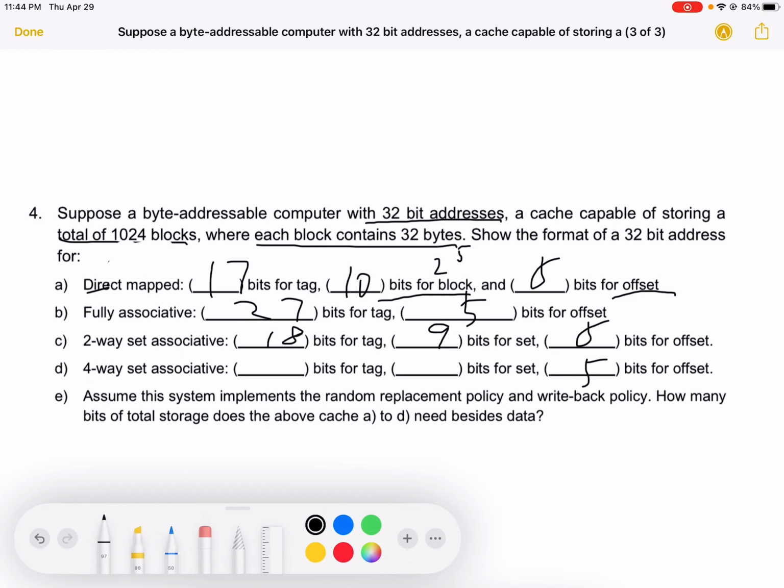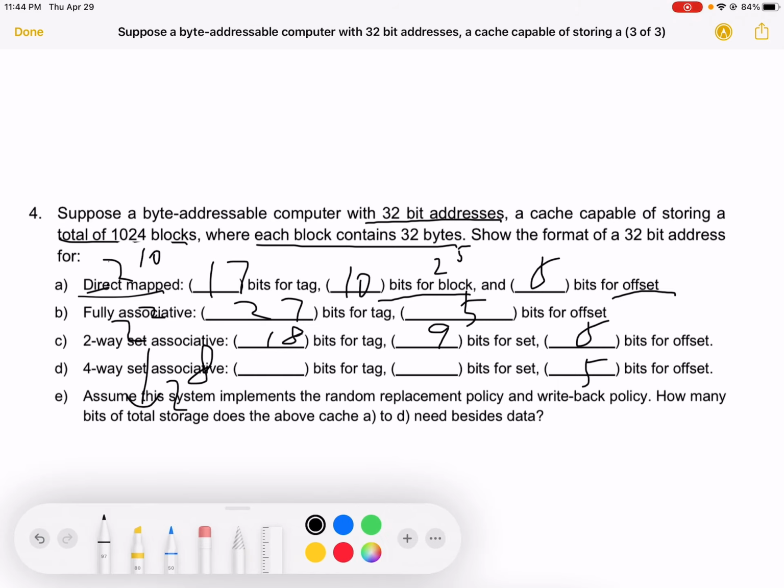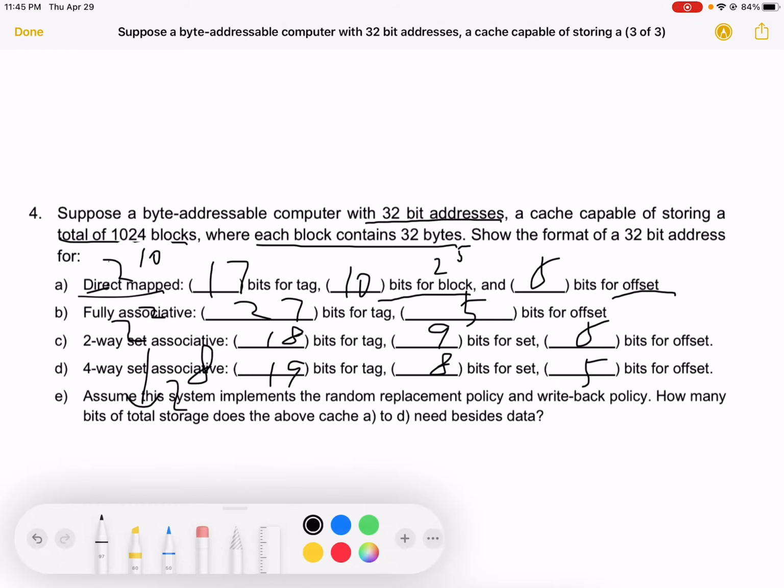And for four-way set associative it's the same thing. We need to find the bits for the sets first. So how do we do that? We use 2 to the 10th, which we got from 1024, and then we divide by 2 to the 2nd power, because 4 is equal to 2 to the 2nd power, which gives us 2 to the 8th power, and we take the value of the power, which is 8, so 8 bits. Then we use 32 to subtract 8 and 5, and we got 19 for the tag.